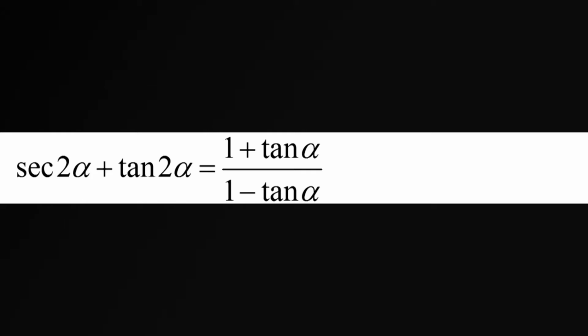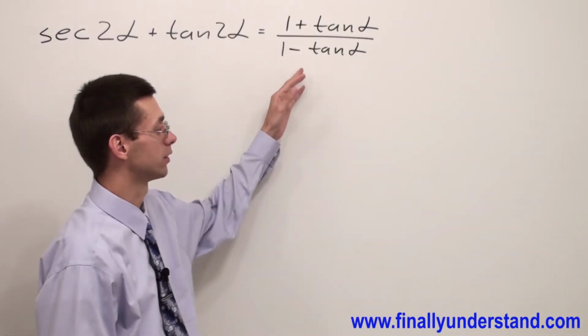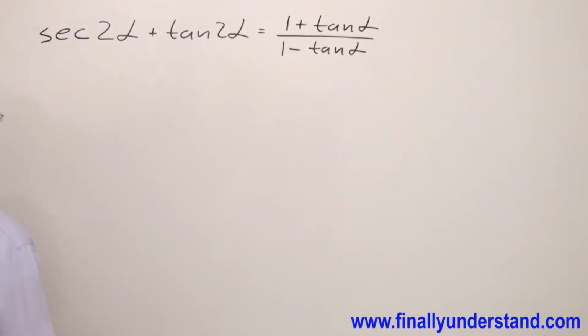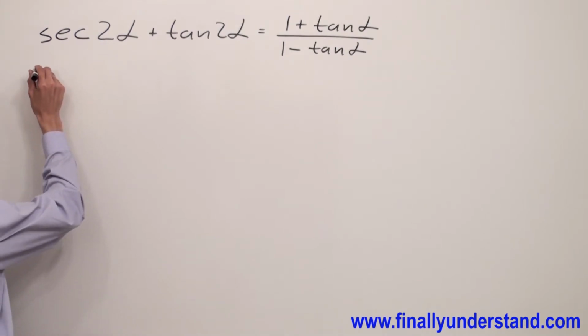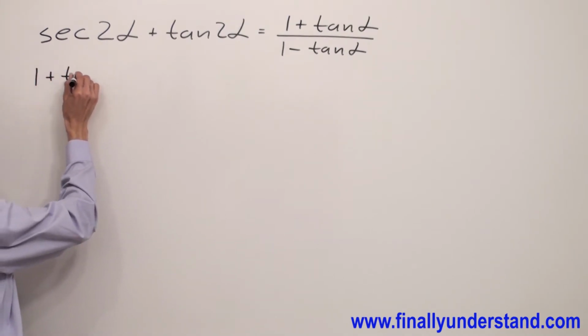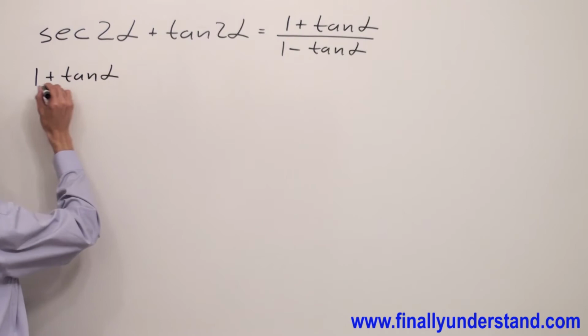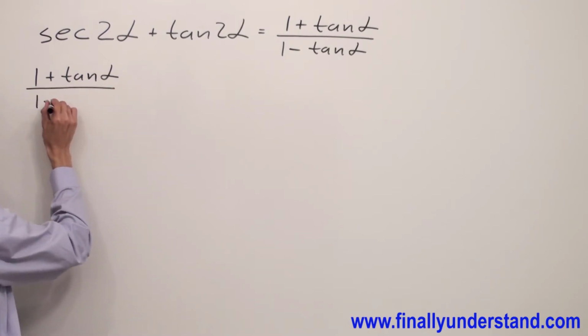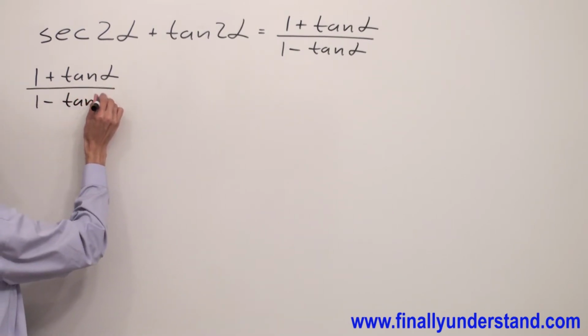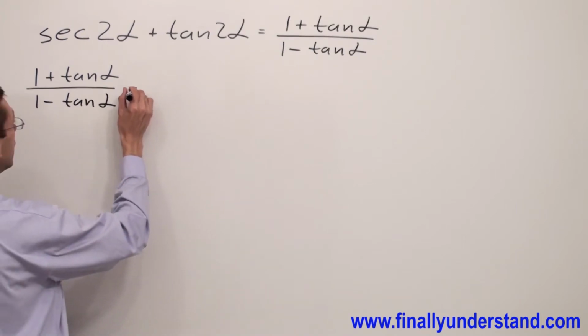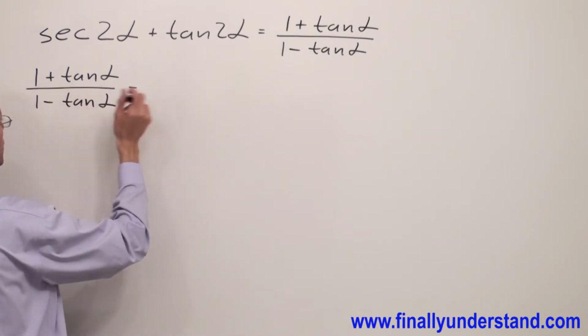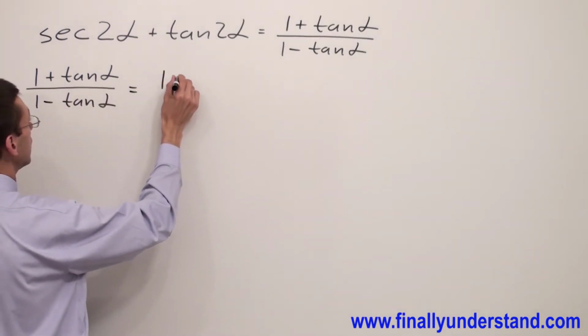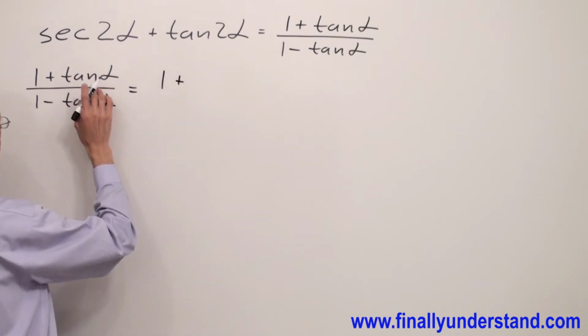Let's take a look at this example. We are going to start proving this identity from the right side. So let me copy this down first. I have 1 plus tangent alpha over 1 minus tangent alpha. Now, I'm going to copy down 1 plus tangent alpha.